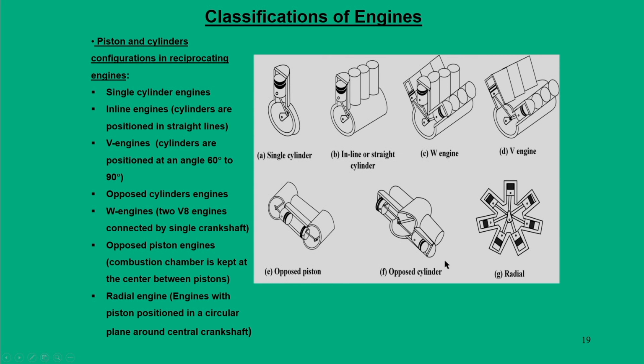Then we have upper cylinder engines. Also we can have radial engines. These are engines with pistons positioned in a circular plane around the central crankshaft. We have a central crankshaft, but the pistons are uniformly distributed radially. So, these are called radial engines. Based on these kinds of arrangements, automobile manufacturers use these concepts for improving the performance of the engines.